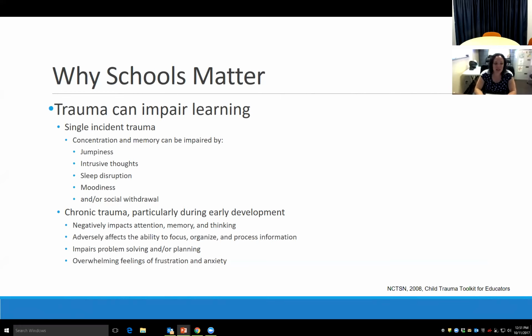So we have the impact on the ability to pay attention, the ability to remember things, the ability to think clearly. It can affect the ability to focus, organize, and process information. So if I cannot focus my attention, if I cannot take in the information, organize it in my brain, and then remember it, my ability to learn is dramatically impaired. My problem solving or my planning could be impacted. And then obviously my emotion dysregulation, feelings of anxiety, frustration, is going to impair my school performance.